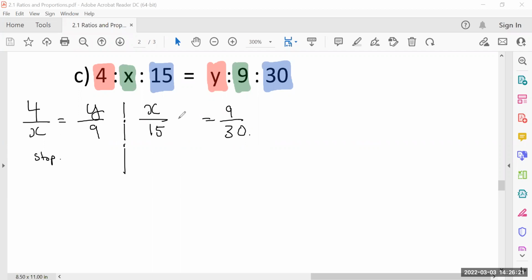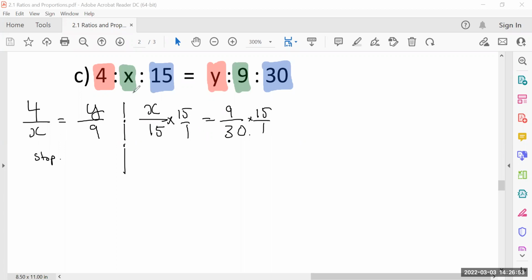What's happening here? What should I do to get x all alone? Take a look. I want this all alone because that's the x, right? You're trying to figure out the unknown. How do I get rid of this part? Maya? Correct. It's a division. So do the opposite. We're going to multiply both sides by 15.